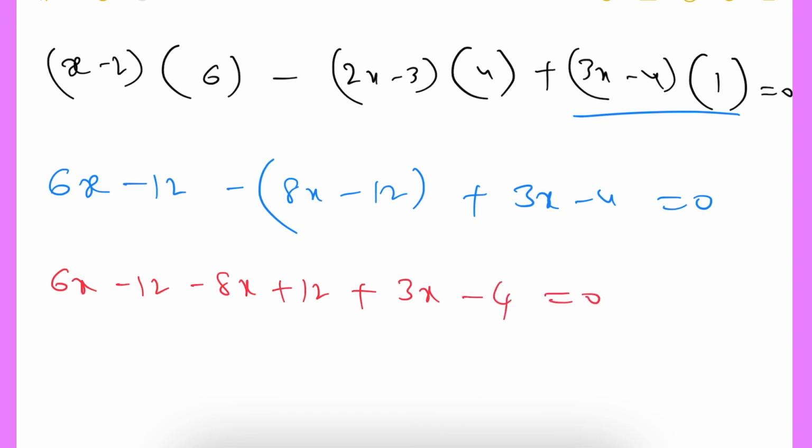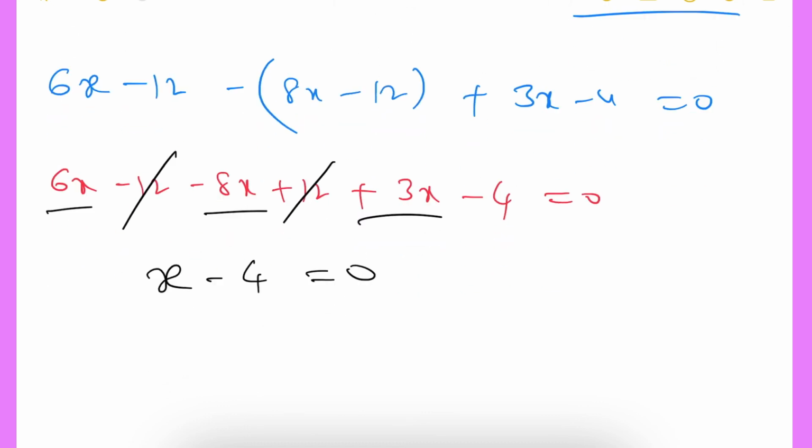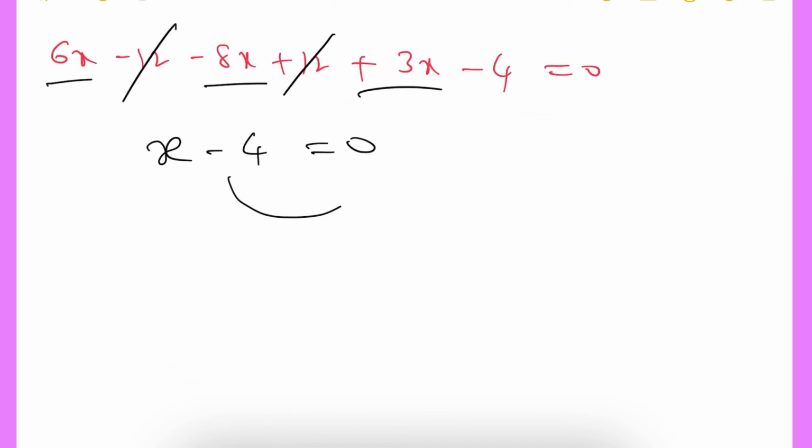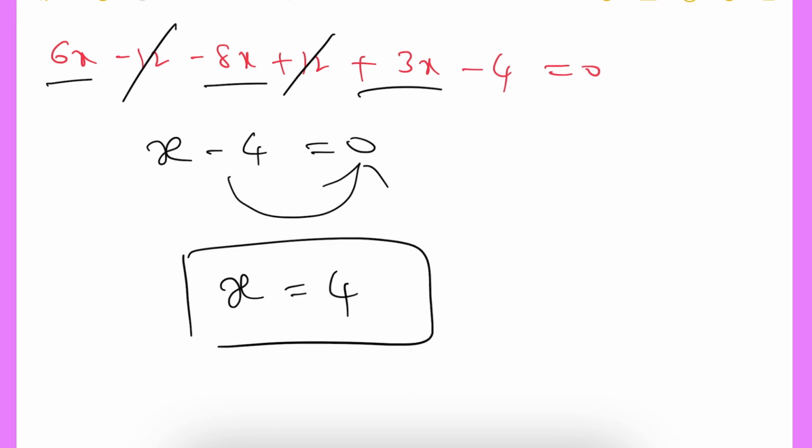Okay, let us do now. 6x minus 8x plus 3x gives x, minus 12 plus 12 cancel, then remains minus 4 equals 0. So we want the x value. Take this minus 4 to the right side, then we remain with x equals 4. Hence x value is 4.